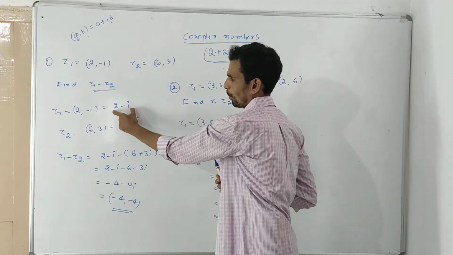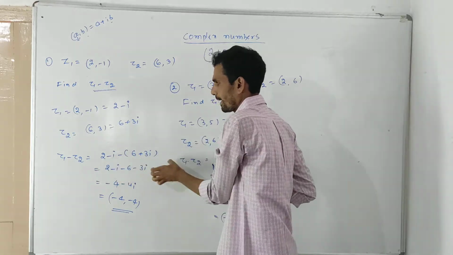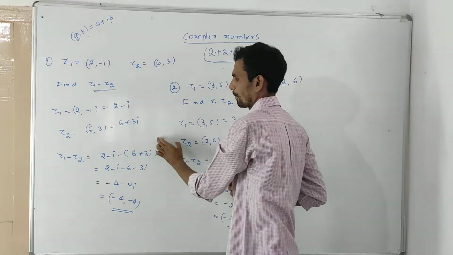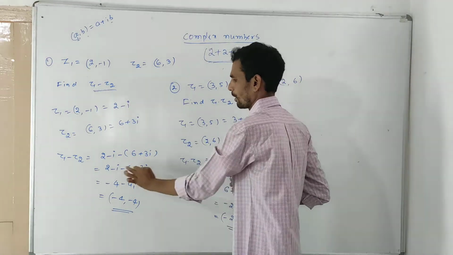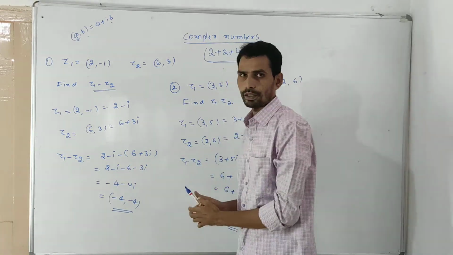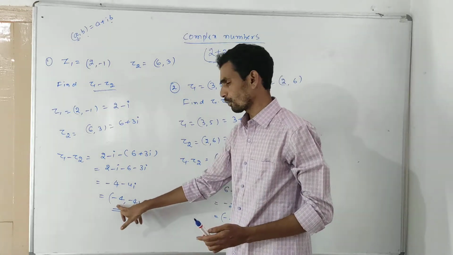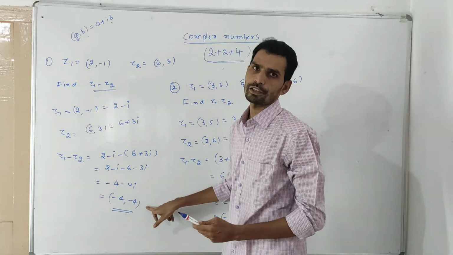First one form is 2 minus i. Second one form is 6 plus 3i. First one minus second one means 2 minus i minus 6 minus 3i. 2 minus 6 is equal to -4. Minus i minus 3i is equal to -4i. You can write it as -4 comma -4. The real part is -4 and the imaginary part is also -4.